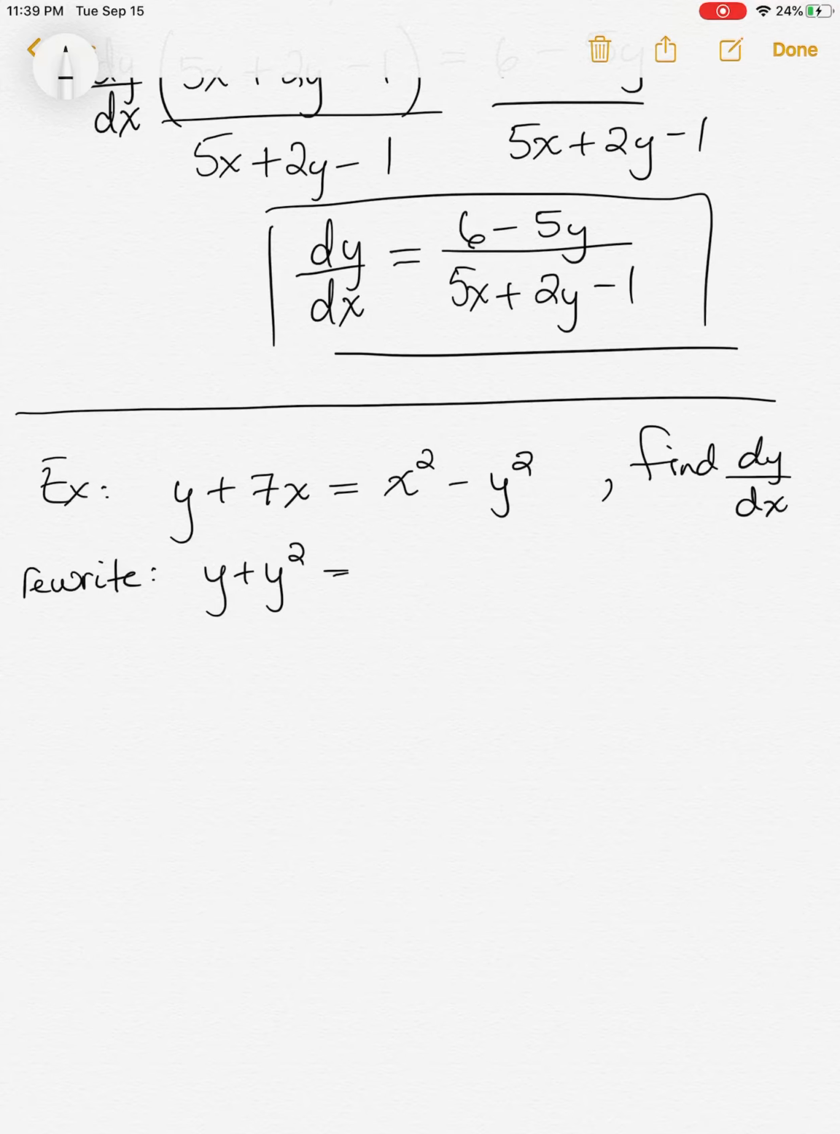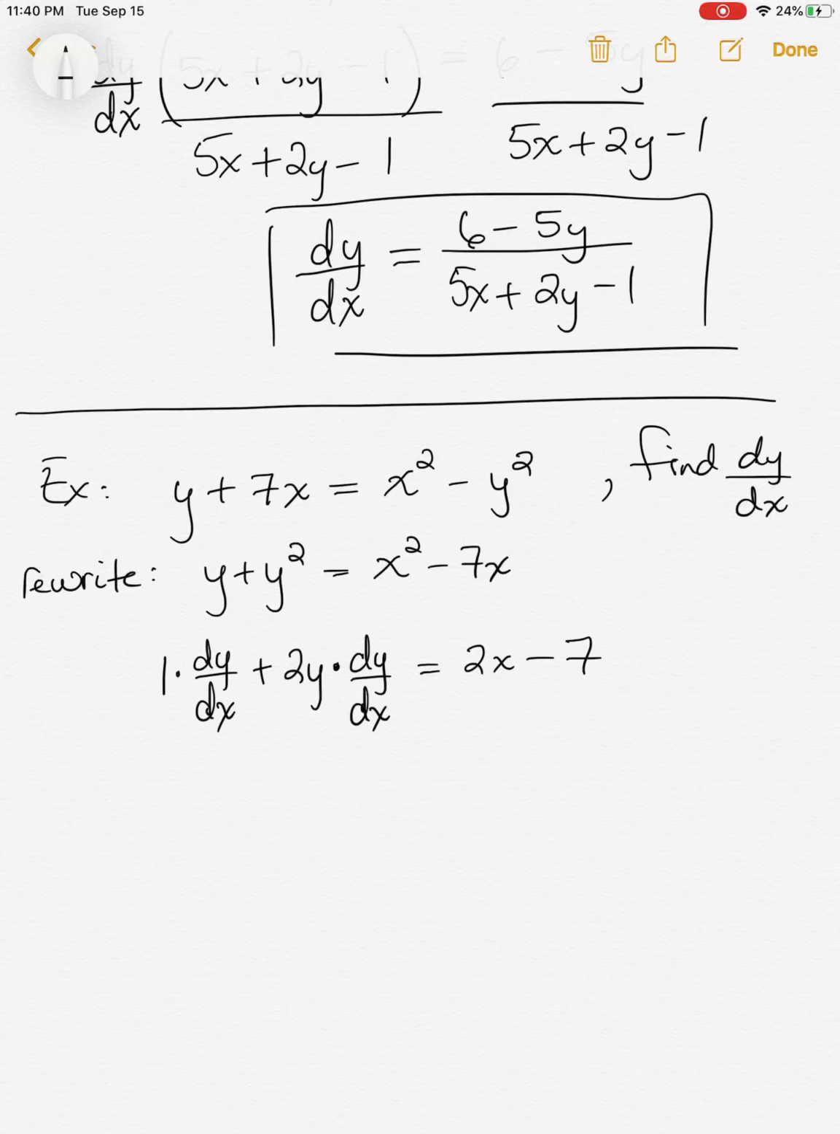And we have y + y squared equals x squared minus 7x. All right. Now we're going to take the derivative of both sides. Here we have the derivative of y, that is 1 dy/dx, plus the derivative of y squared, that gives us 2y dy/dx, equals the derivative of x squared. We're focusing on taking with respect to x, so we're just going to differentiate like normal.